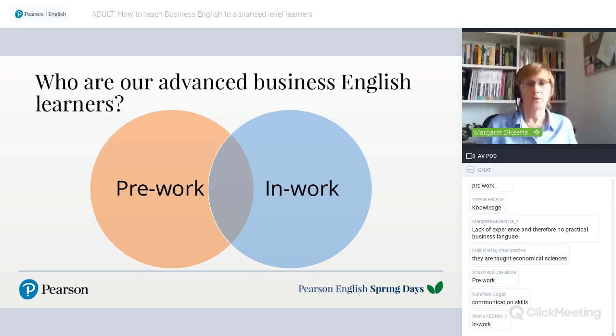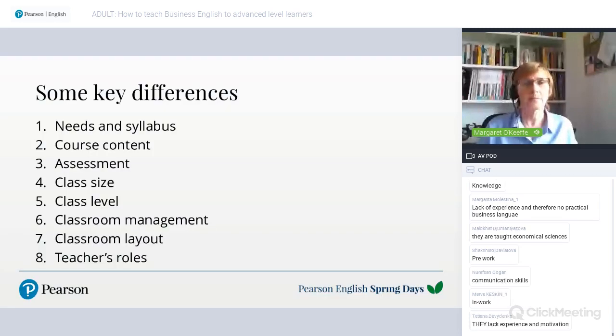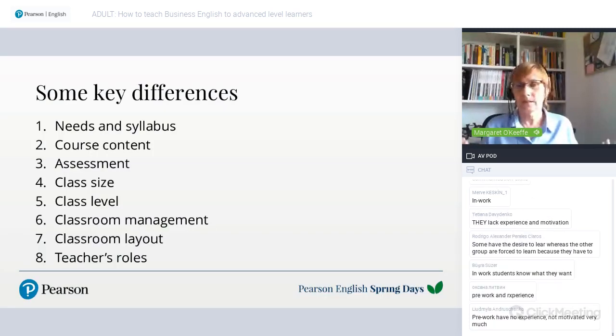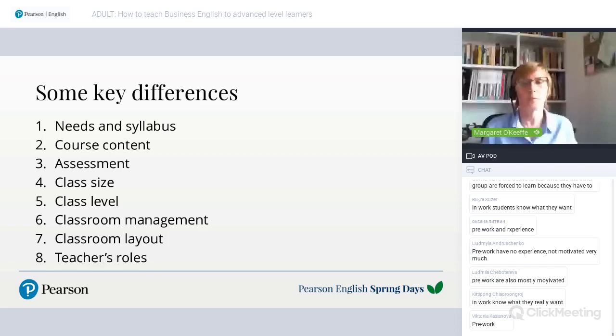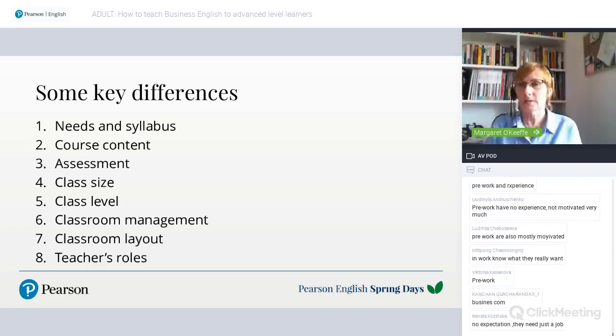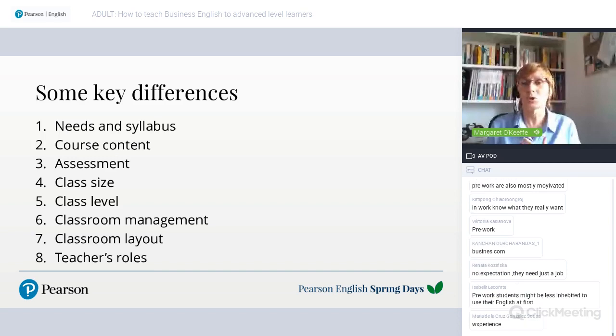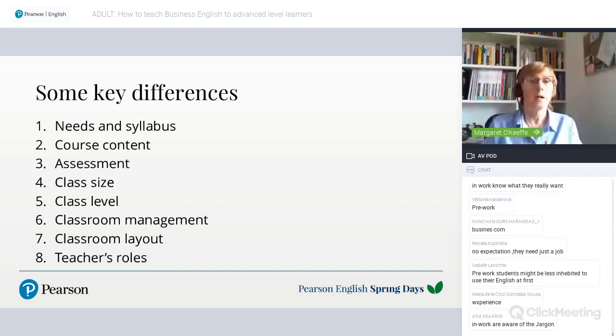Okay, let's look at some key differences I've put here. So obviously, as we said, their needs: the in-work students have got more immediate needs. The syllabus is going to be quite different. With the pre-work students, you're very often working through a course book. The syllabus has been decided by the institution and the teachers on the course, whereas a syllabus with in-work groups is going to be negotiated very often about what you're going to do in class, and some of that material might come from the course book, and quite a lot of that material will actually come from the students and what they need for work, whether it's their presentations, their writing, etc.